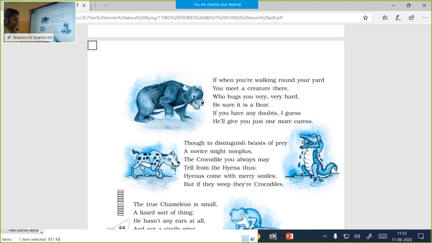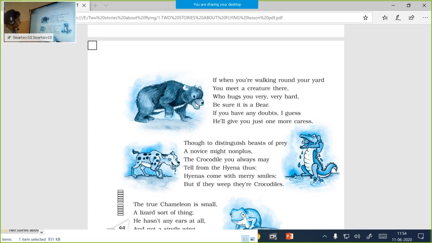So then the poetess takes care of the ones who are less familiar with this task of identifying animals. She says that not all people are good at identifying animals, so she takes care of those who are not so good at it. And she says that, though to distinguish beasts of prey, a novice might nonplus. So distinguishing or identifying beasts of prey, such animals who hunt and kill animals, a novice, a new person.